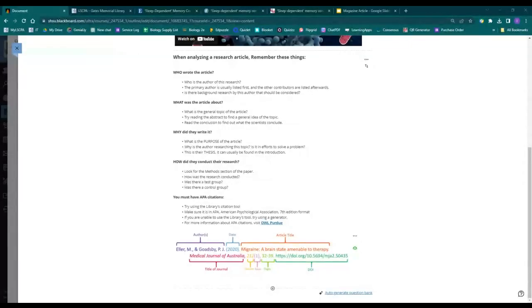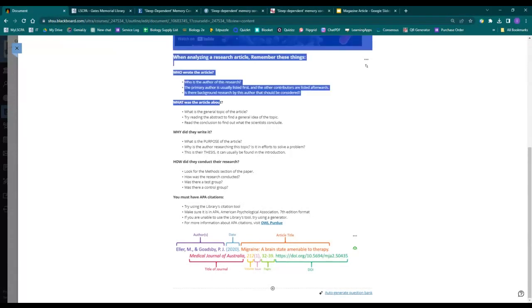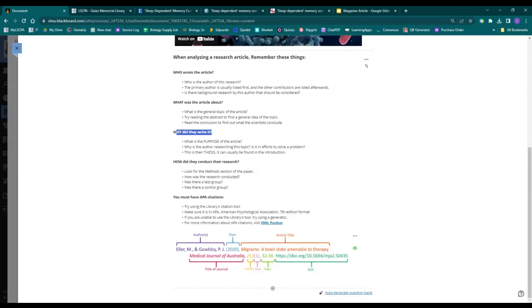When analyzing your article, you want to remember a few things. We want to know who wrote the article, what the article was about, why they wrote it, and how did they conduct their research. This is really important. How they conducted their research is going to be the bulk of your editorial, so this is where most of the information should come from.